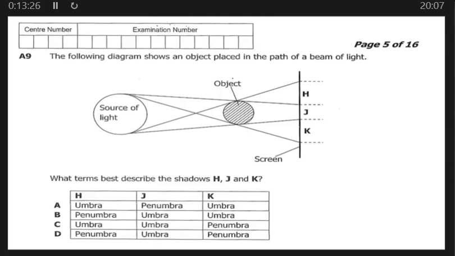So in science, we call partial darkness a penumbra. That shadow caused by partial darkness, we call it penumbra. And the total shadow, we call it umbra. So here, the best answer is D.